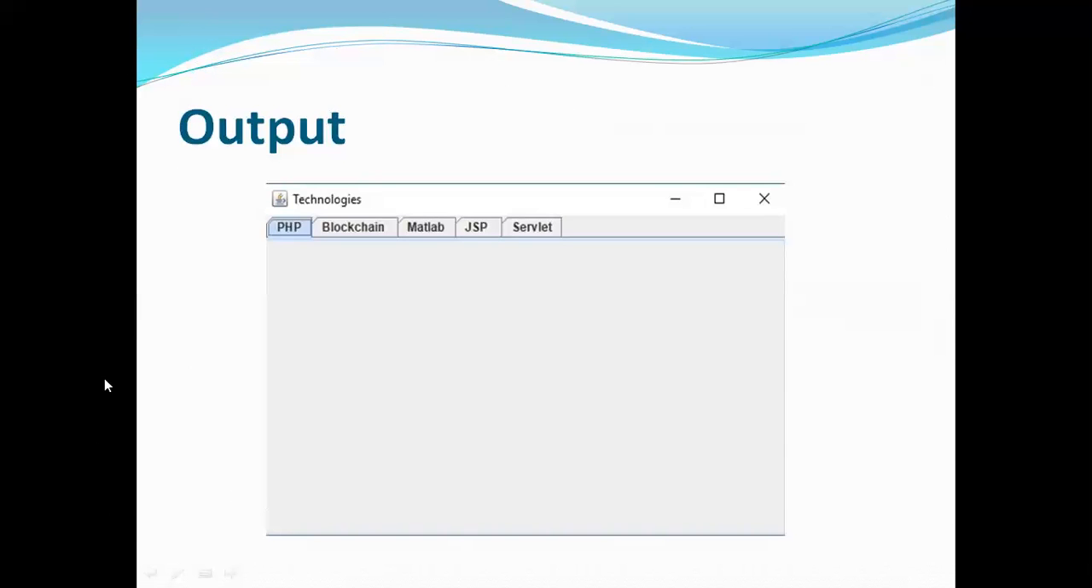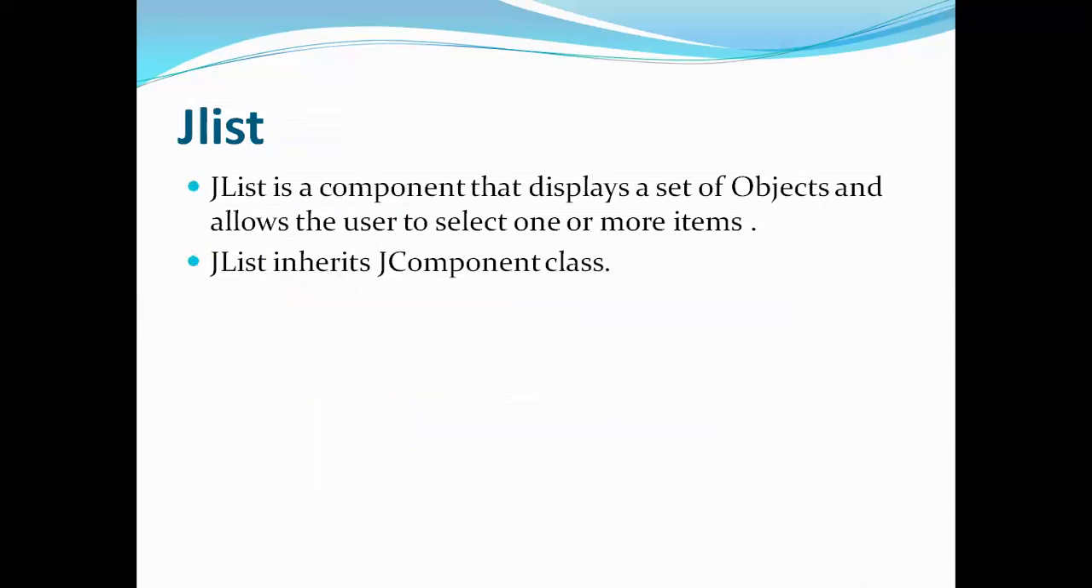So it includes some number of tabs here. First we'll create them as panels. Then we'll give some name and add them as a tab to your tabbed pane. Now the entire tabbed pane should be added to the frame. That's it. Now let's see the next one.